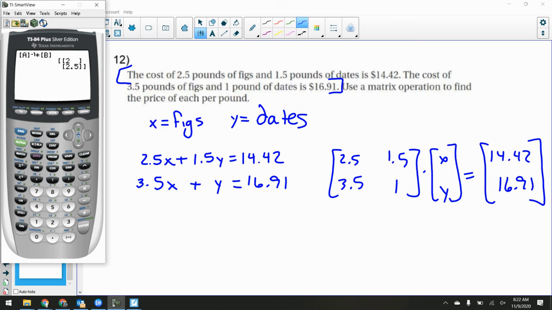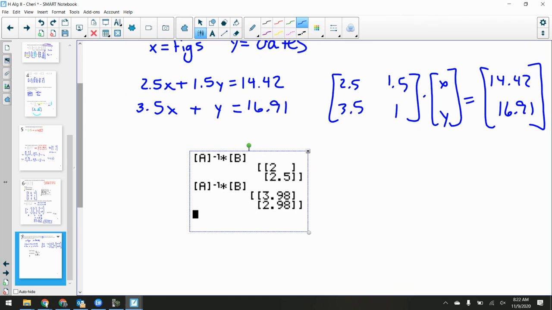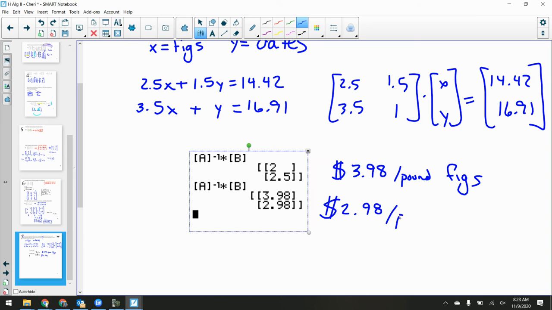Okay, now I'm going to go back in and I want to do the same operation. So shortcut: second entry brings back the last thing that you did. Okay, so there we go. 3.98, 2.98. So that means X is 3.98. So we would say $3.98 per pound for the figs and $2.98 per pound for dates.